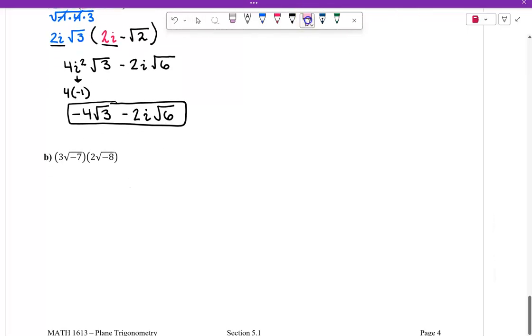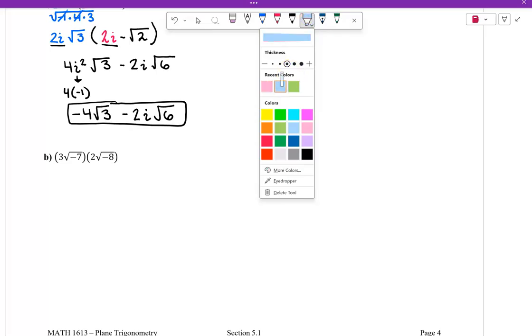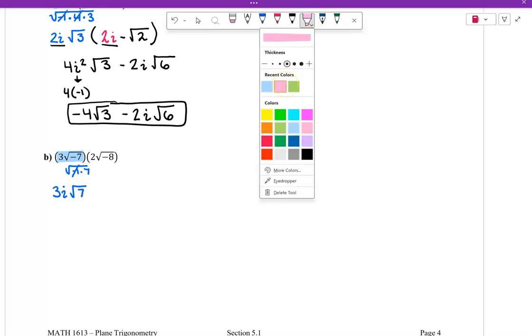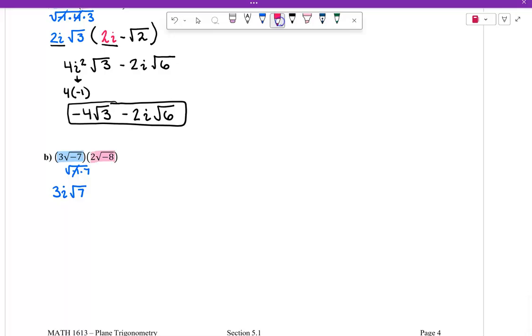Okay, so let's go look at this next one. We need to change this one. So this would be the square root of -1 times 7. Now there's not a perfect square that goes into 7, so we're just going to leave it. Square root of a -1 is i, square root of 7 in the back, and then we have a 3. And I don't have to rewrite that anyway, so let's look at this one.